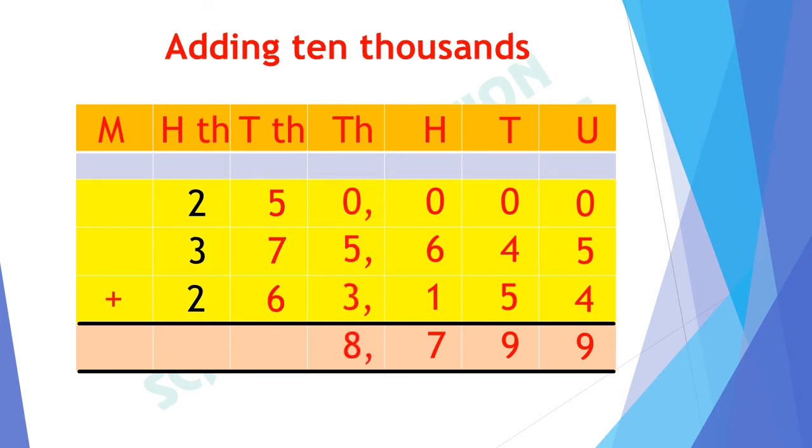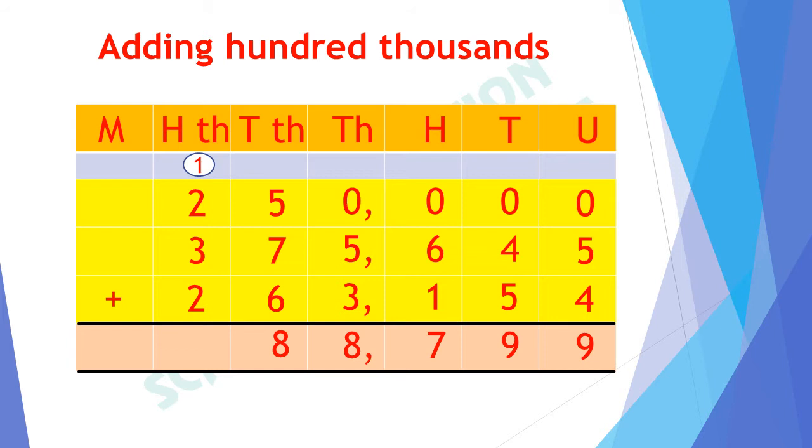In 10,000s column there is 5 and 7. Now students, add 5 and 7 and tell me the answer. If we add 5 and 7, we get 12. In 12 we will add 6 and we get 18. We will write 8 in 10,000s column and we will carry forward 1 to 100,000.